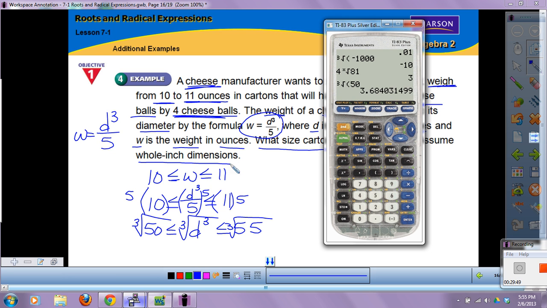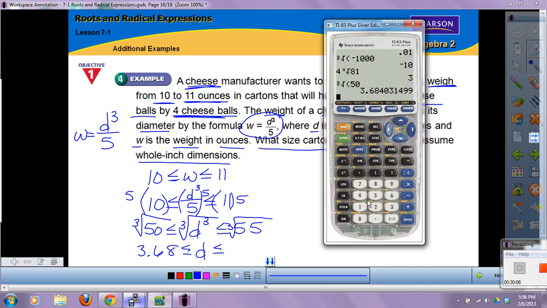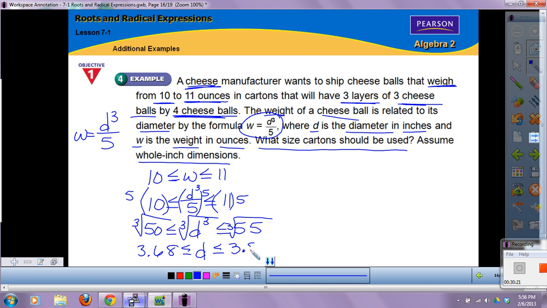3.68 is less than or equal to D is less than or equal to, and then we take the cube root. So again, we're going back to math, cube root number 4 of 55. We'll round it to the same place, the hundredths place, so that's 3.80. So what that tells me is the diameter of each one of my cheese balls is somewhere between 3.68 and 3 and 8/10 inches.